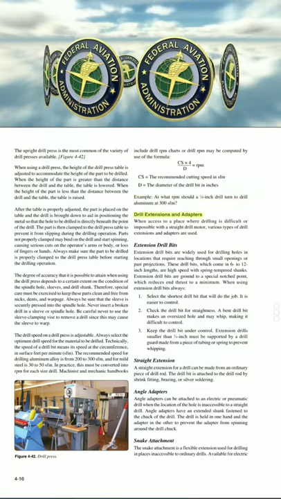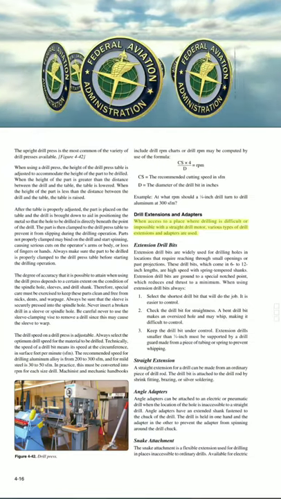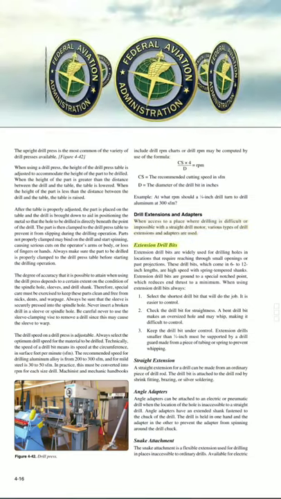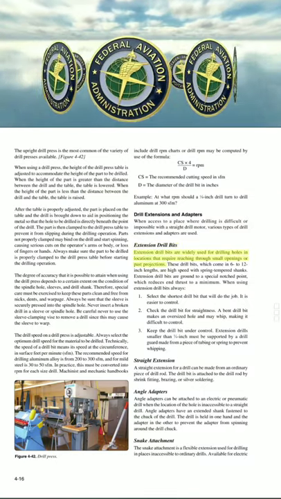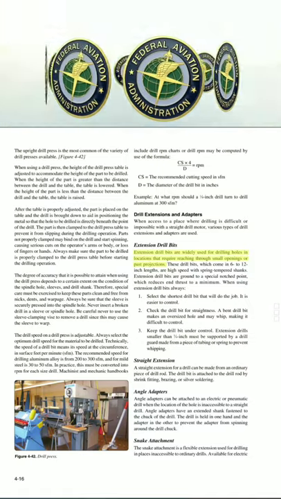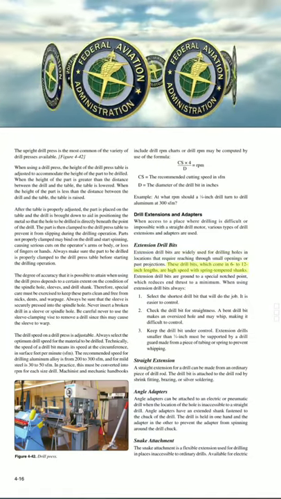Drill extensions and adapters. When access to a place where drilling is difficult or impossible with a straight drill motor, various types of drill extensions and adapters are used. Extension drill bits. Extension drill bits are widely used for drilling holes in locations that require reaching through small openings or past projections. These drill bits, which come in 6 to 12 inch lengths, are high speed with spring-tempered shanks.